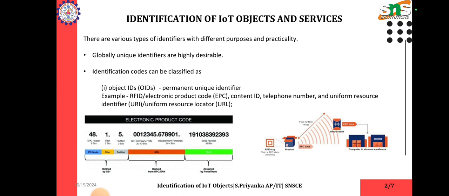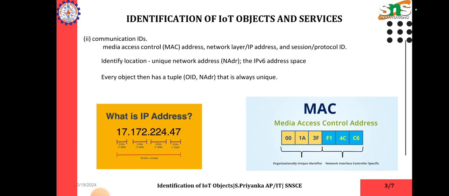The electronic product code consists of this format: 48.1.5.0012345.678901. First is your EPC header, that is 8 bits. Next is filter, that is 3 bits. Partition, that is 3 bits. GS1 company prefix, that is 20 to 40 bits. Indicator or item reference, that is 24 to 4 bits. These are all the serial numbers.